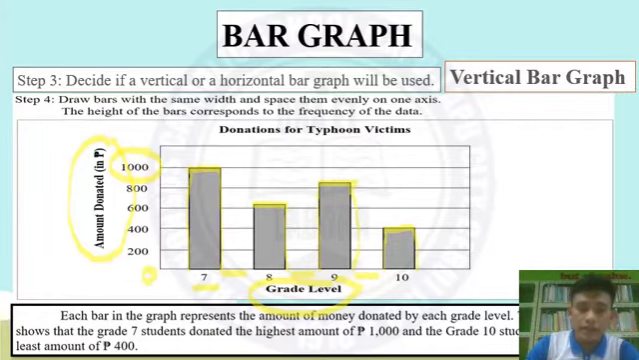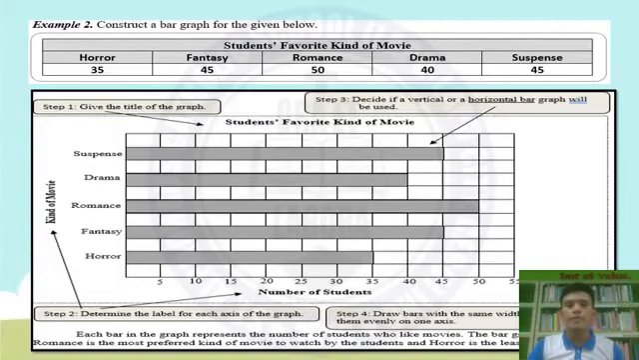So by looking at the picture, you will know who donated the highest amount and who donated the least amount. That will be grade 10 the least, and grade 7 the highest. That's the use of a bar graph.